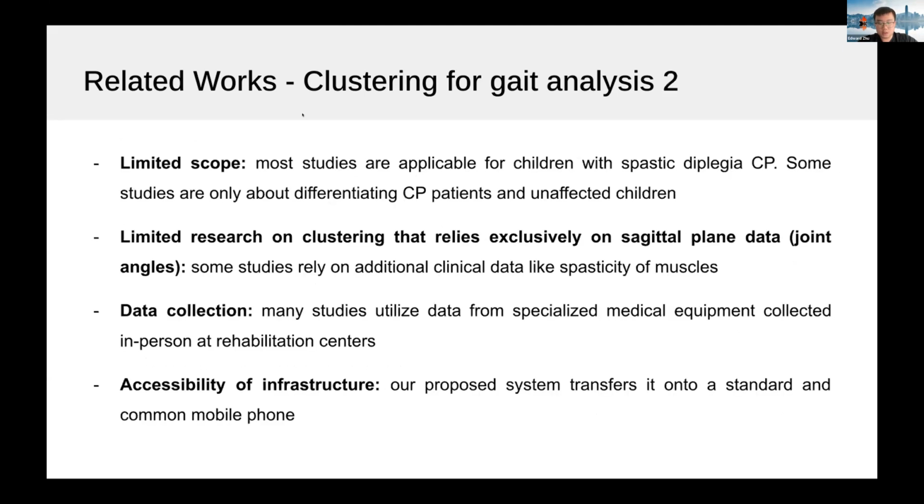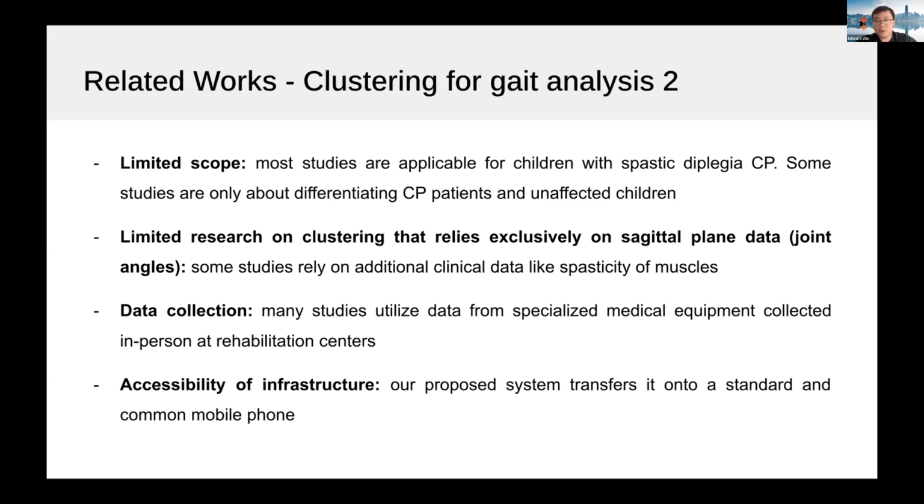So to discuss some of the limitations of this research field, first of all, there's a bit of a limited scope, in that a lot of the studies are applicable to a specific subsection of CP patients, which are children with spastic diplegia CP. And many studies are only about differentiating CP patients from unaffected children, and there is yet to be a study that is applicable for CP patients in general.